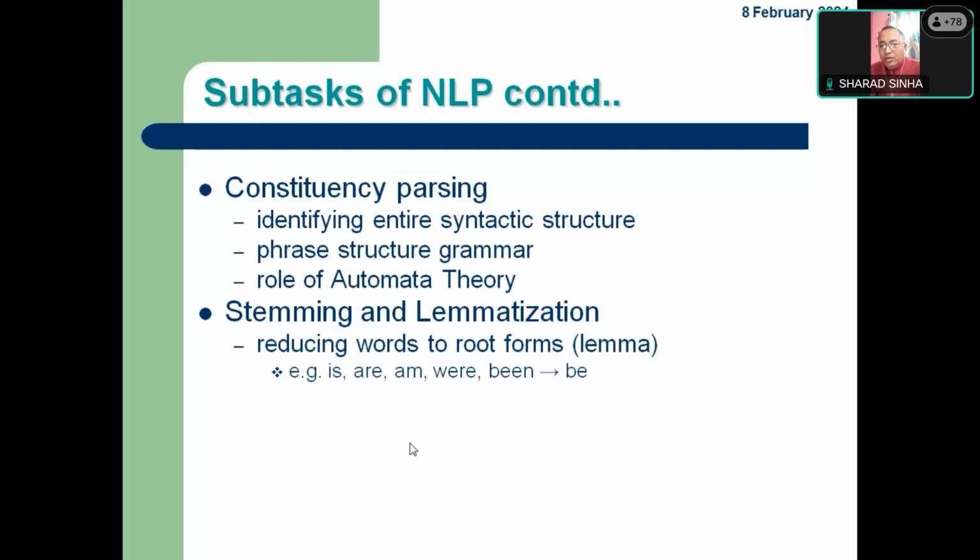So stemming can't do that. Stemming can cut the ful in playful. Suppose the root is play, and we can form words by adding suffixes like playing, played, playful, player. All these are related to the root play, and stemming only cuts those suffixes and brings it to the root play. But it is not possible for stemming to change is, am, were to be. It is the root.